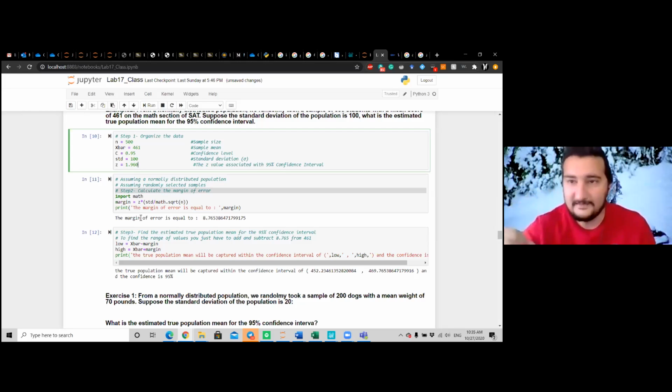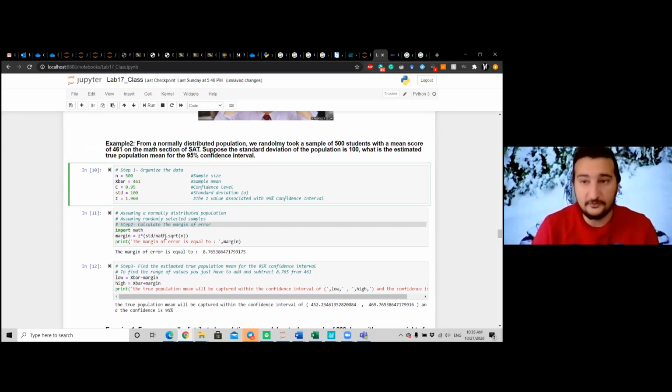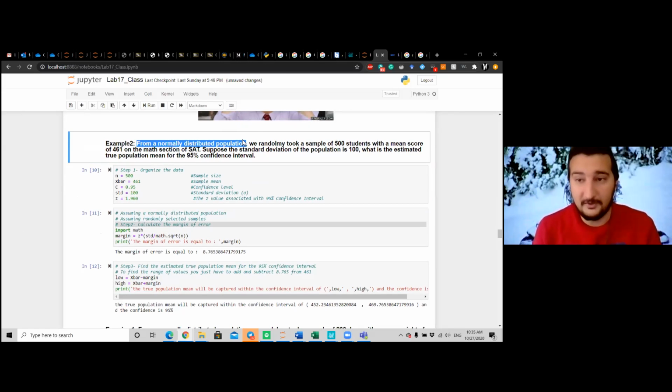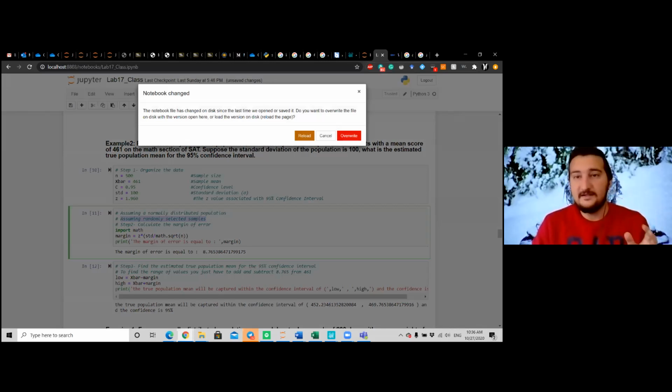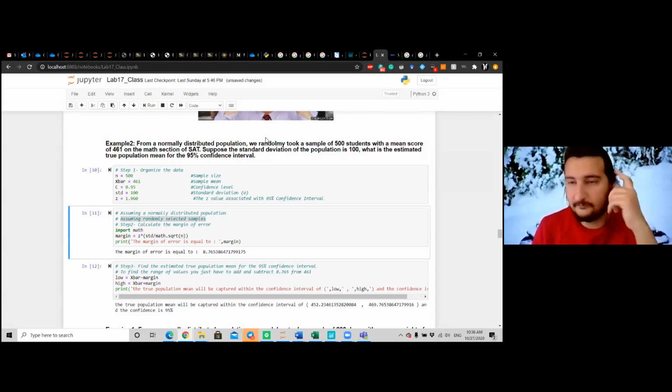We are building our calculations based on 2 important assumptions. The first one is that our population is normally distributed. Actually, it is given to you at the beginning of the question, from a normally distributed population. Make sure that you notice that. And then we are also assuming that we are randomly selecting our samples. What do we mean by that? It basically means that we don't want any relationships between different samples that we take.